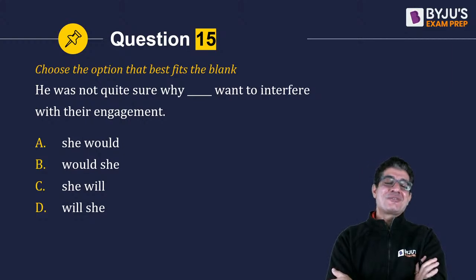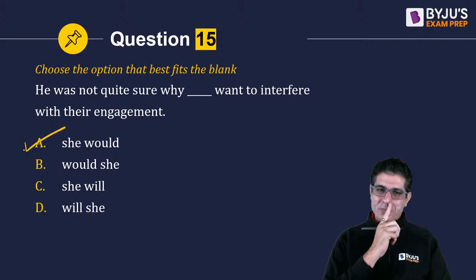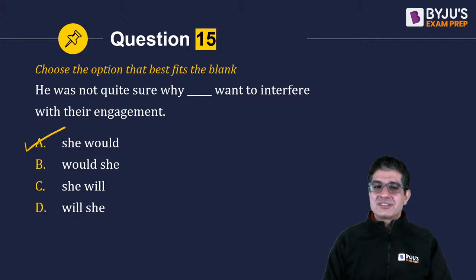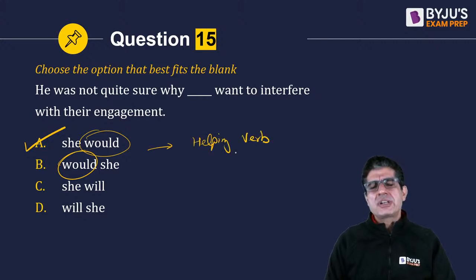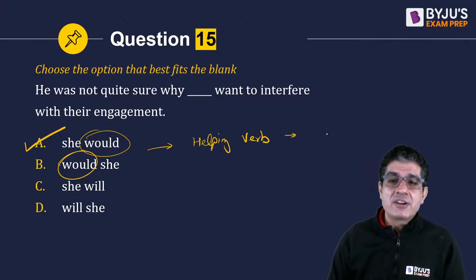All of us who have chosen B have gone on to make a classical mistake. The correct answer is A. Now you notice would, that's your helping verb. When do you put a helping verb before the subject? You do that when you are creating a question.